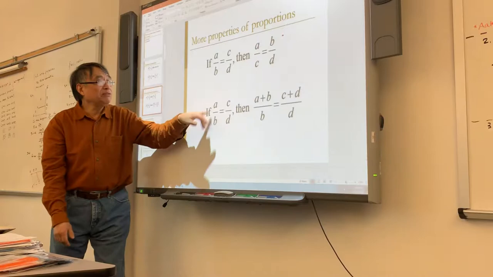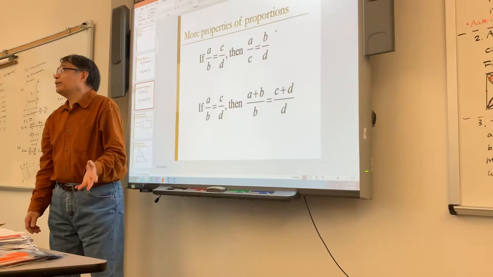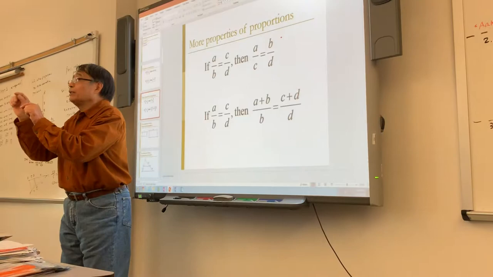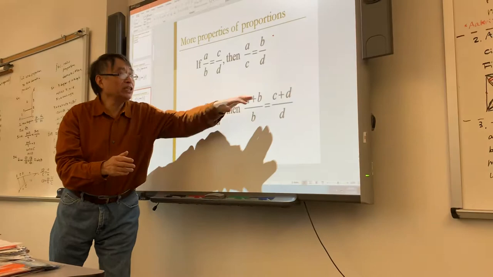Last one, if A over B equals C over D, A plus B over B equals C plus D over D. How to get this? How to remember this? Yes? Denominator, same, keep the same. Numerator add denominator as a new numerator. So A plus B, C plus D as a new numerator.